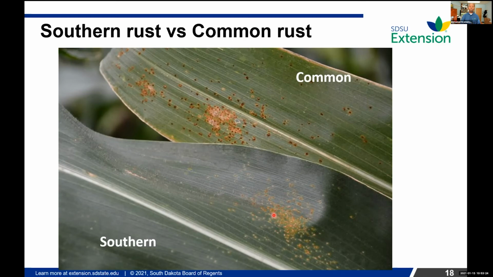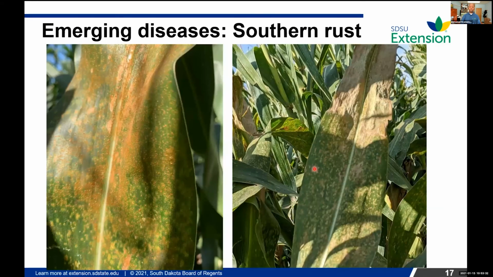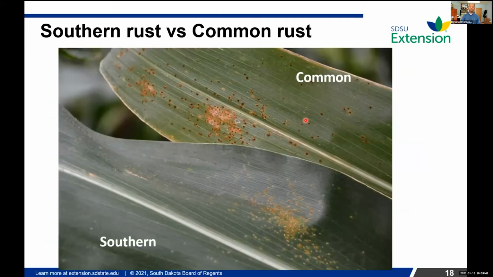And southern rust can be anywhere in the field. It can infect a lot of plants and cause severe levels, as you can see here. So these are pictures all from last year here in South Dakota. In fact, this was somewhere near Frondro. So this field had a lot of southern rust.